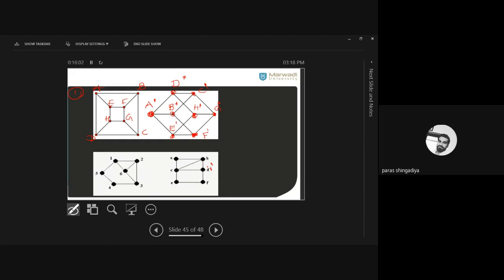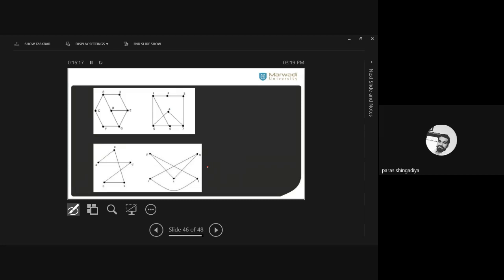What is the reason for that? It does not have a one-to-one correspondence relation between the vertices. Is it clear? So it is not an isomorphic graph. Now check for the first one.